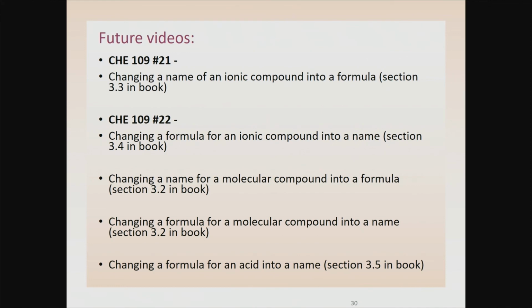And then next, you'll be taking a name for a molecular compound and figuring out the formula, which is in 3.2 in your book. And then the formula of a molecular compound into a name, which is also in 3.2 in your book. And the final thing we're going to go over is how to take a formula for an acid and convert it into a name, which is in section 3.5 in your book.